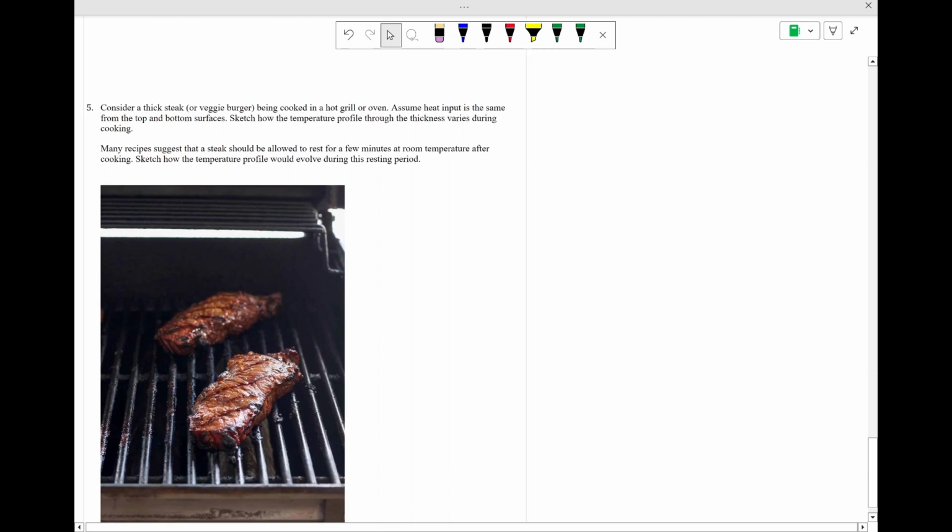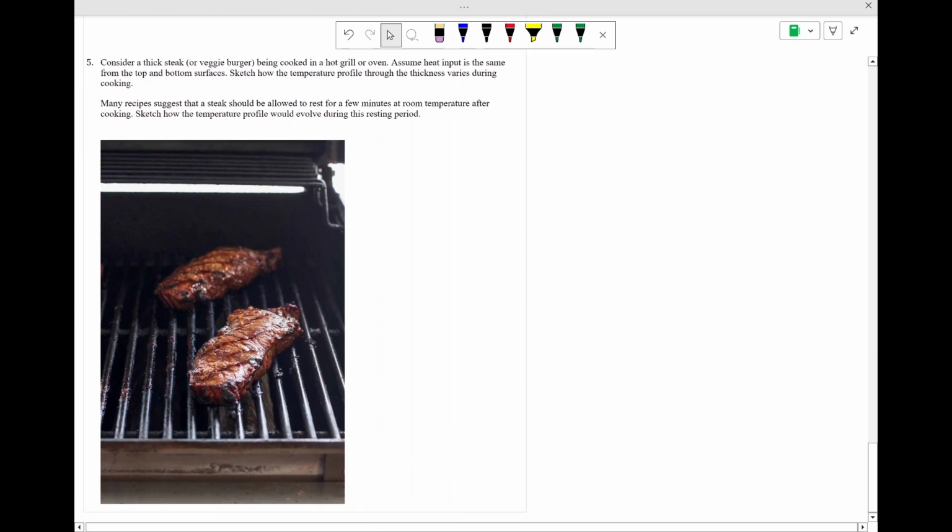Okay, one more fun conceptual question to look at. So here's the story. We've got a steak that's being cooked on a grill or in an oven, and imagine that there is heat coming in from the top and the bottom, and our first question is, how is the temperature profile through the thickness going to vary during cooking?